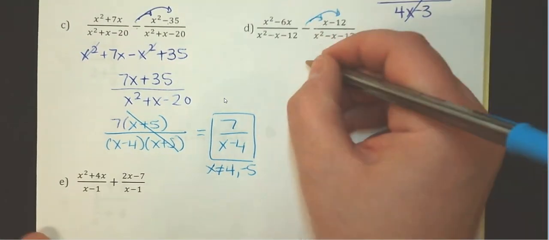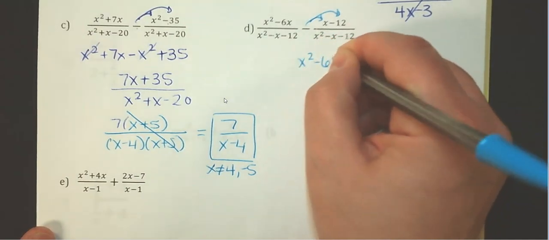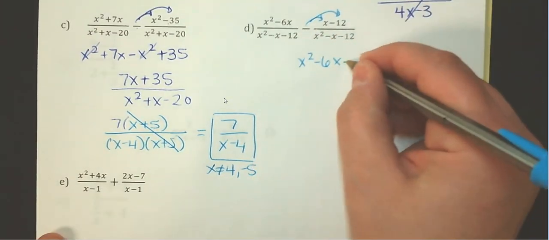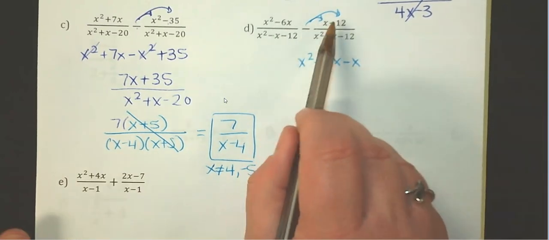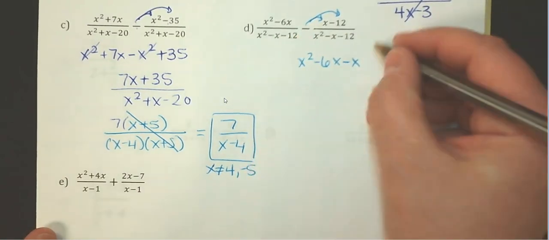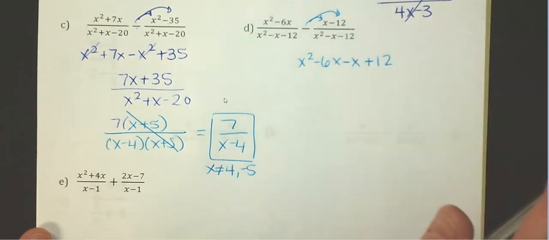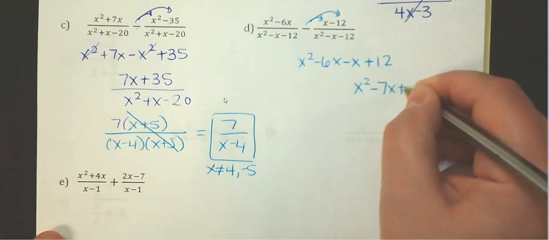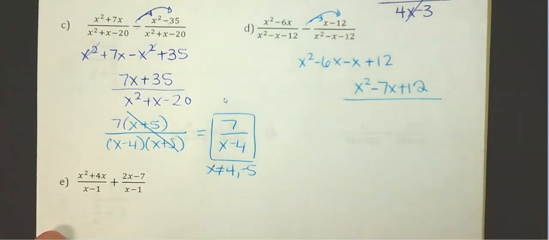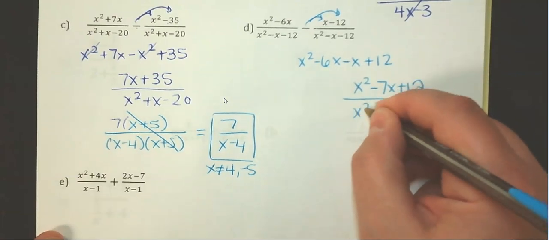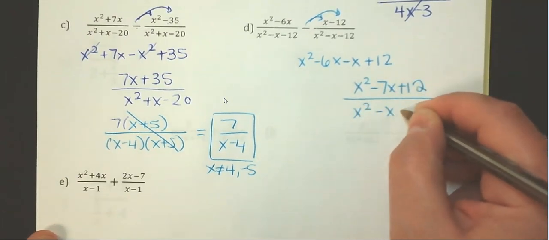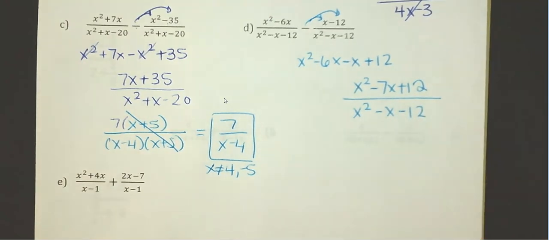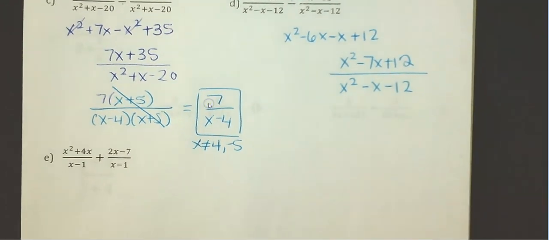Okay, so let me try this one. So the top of the next fraction, I got x squared minus 6x. Then I'm going to do minus x, and then minus a negative 12. Minus a negative would turn into a plus. So this is just the top of the fraction. So if I simplify that, I get x squared minus 7x plus 12. And the common denominator, which was already the same when we started the problem, was x squared minus x, and then minus 12. And then just ask yourself real quick, like we were doing the last couple of days, could I factor anything on the top or the bottom?